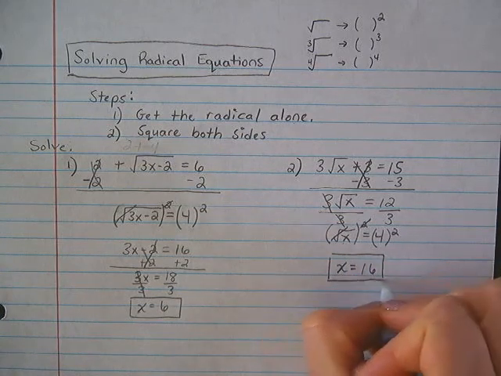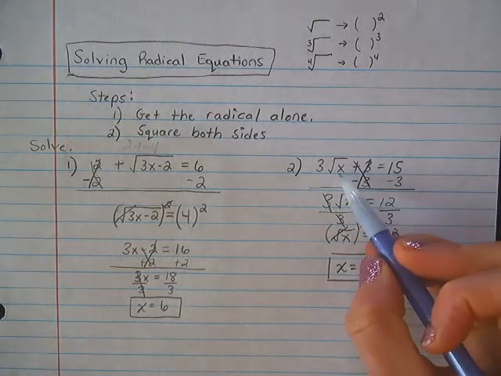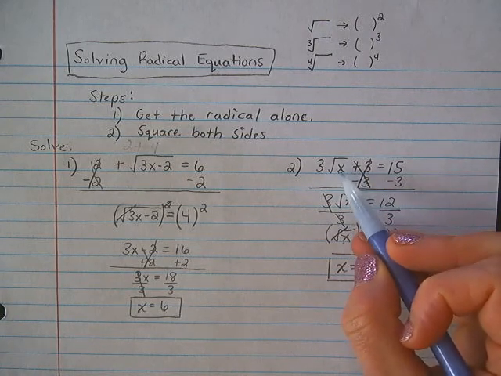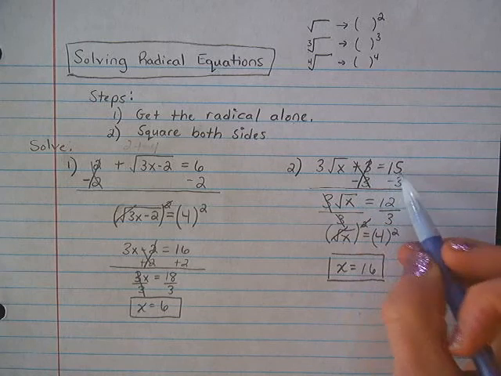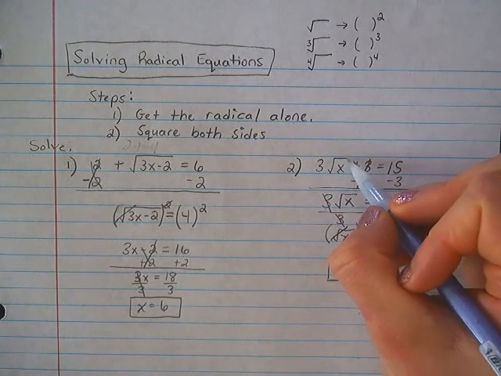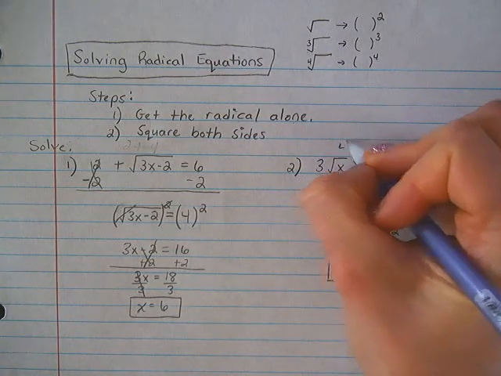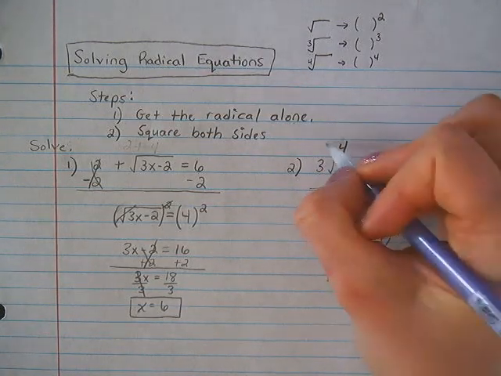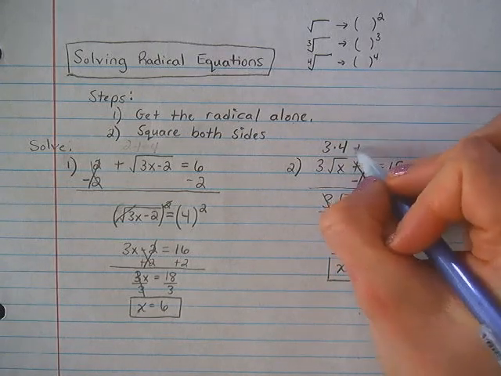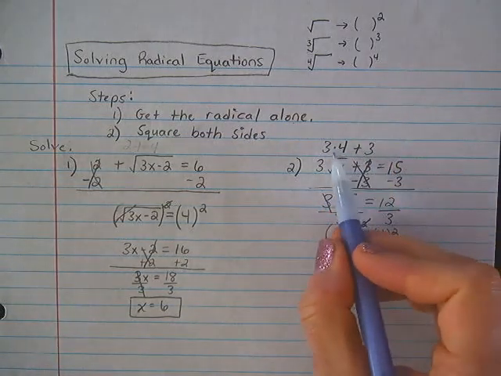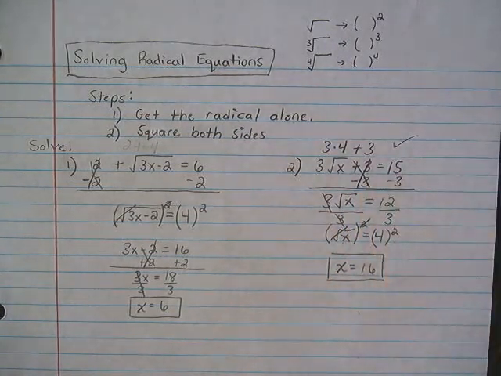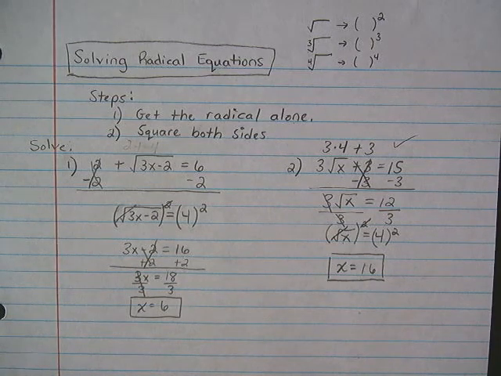And then just like before, take your answer, plug it back in and make sure it works. So if I take 16 and plug it in for x, I should end up with 15. Let's see. When I plug in 16, it'd be the square root of 16, which is 4. So we get 4 here. And then that'd be 3 times that, so 4 times 3 is 12. And then I have to add 3 afterwards. So 12 plus 3 ends up being 15. So that checks out. That actually works as my answer.